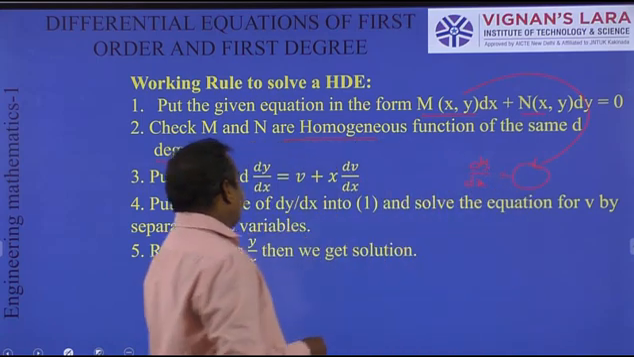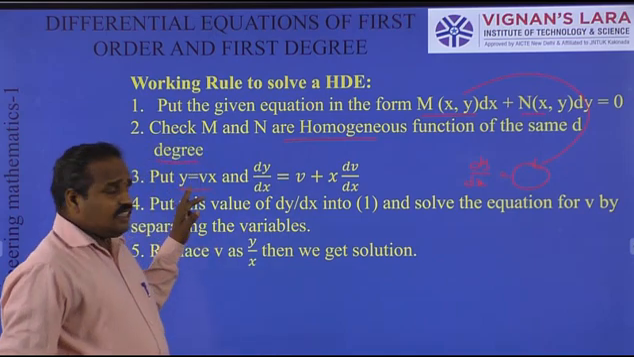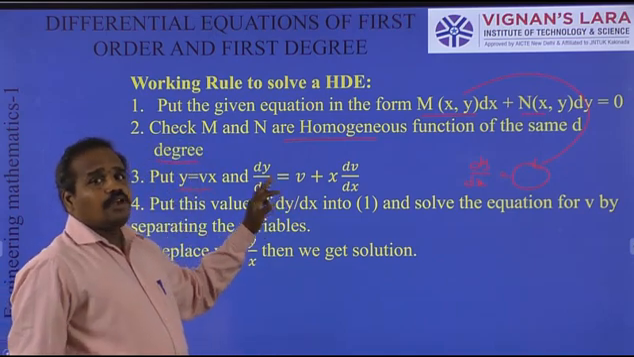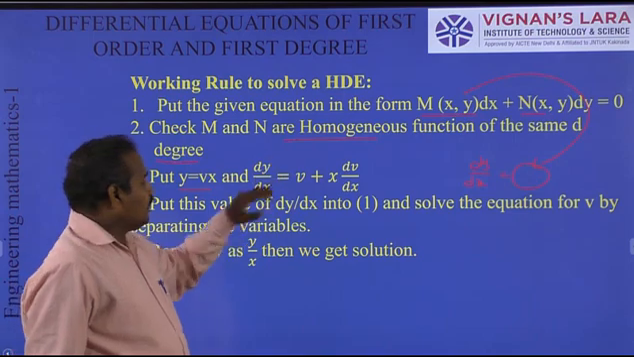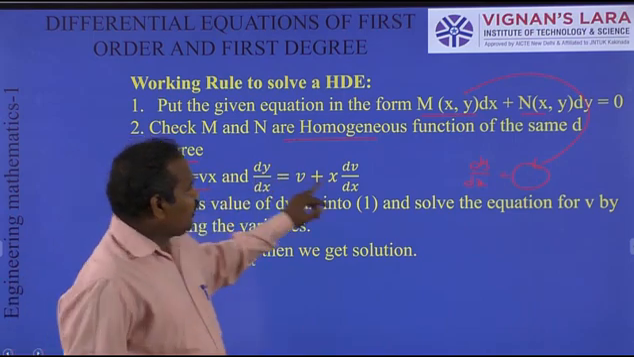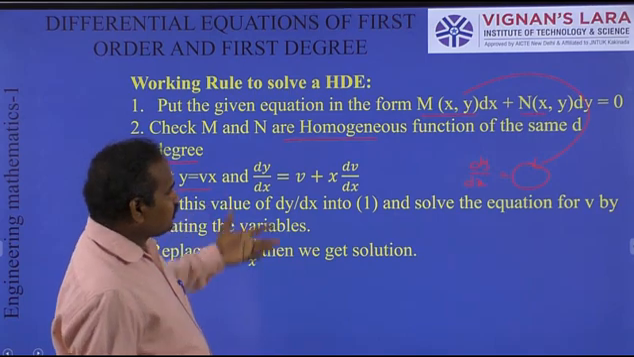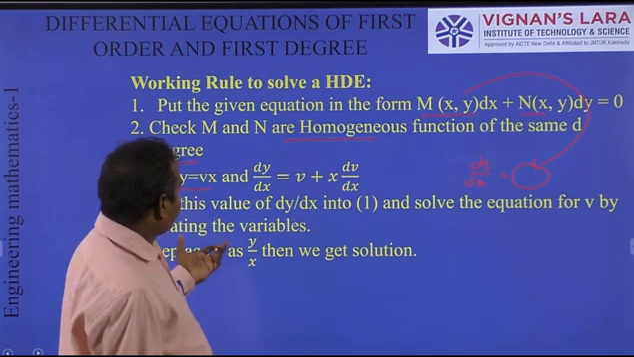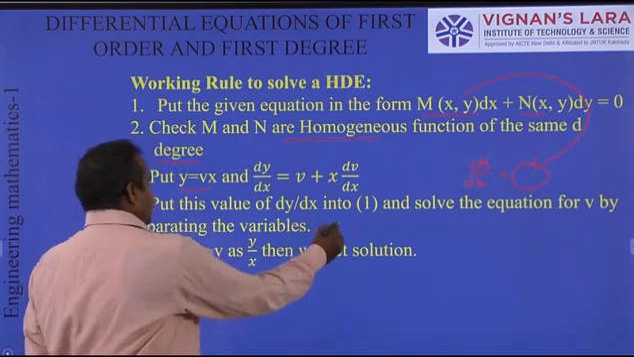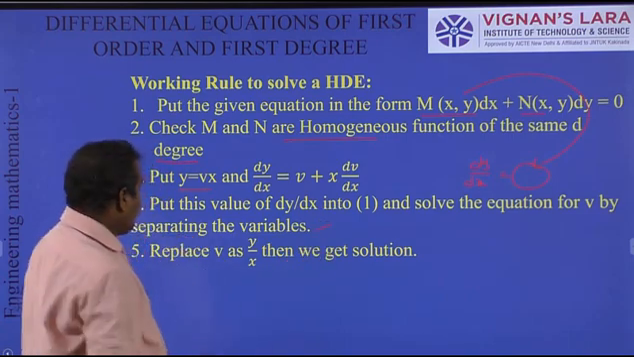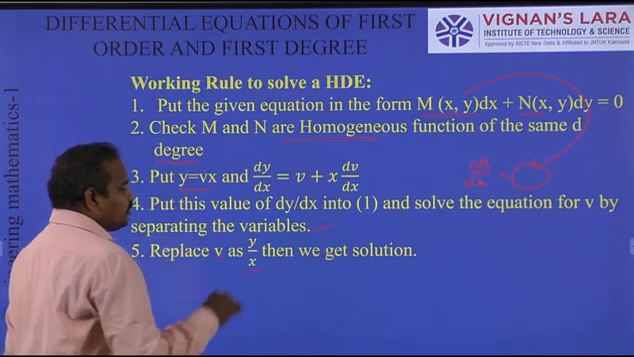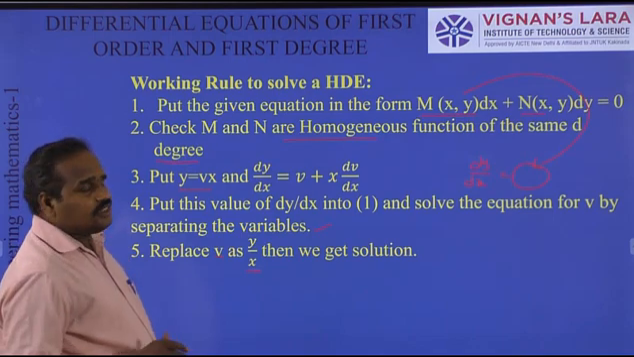After writing that, you have to write y is equal to vx, and dy by dx is equal to v plus x into dv by dx. So substitute all these values in this equation. Then after that, use the variable separable method, and you will get the solution of the differential equation. At the end, you have to replace v as y by x, then only you get the general solution.